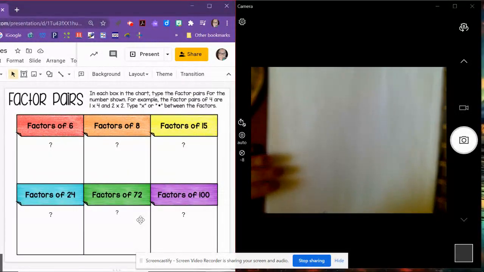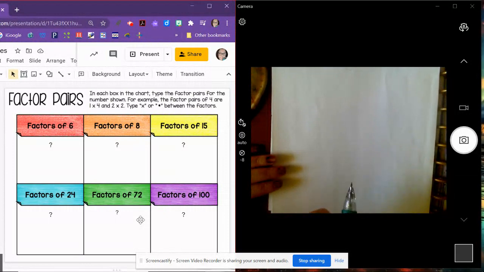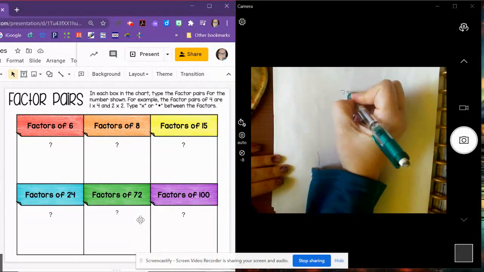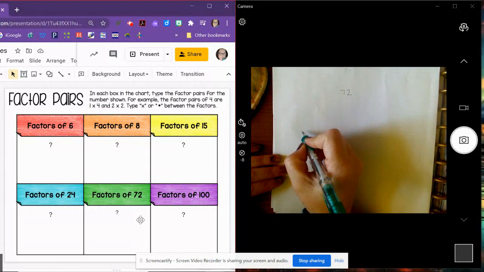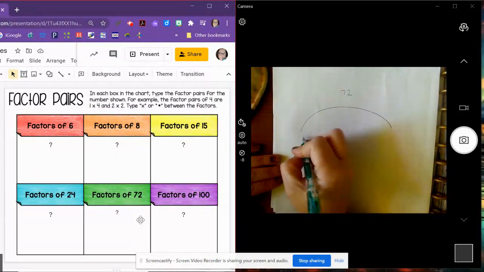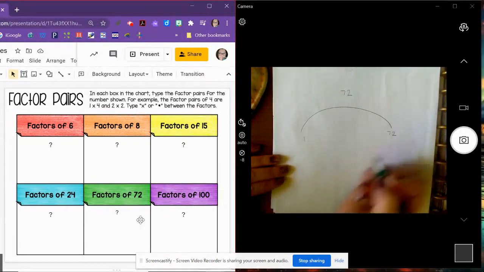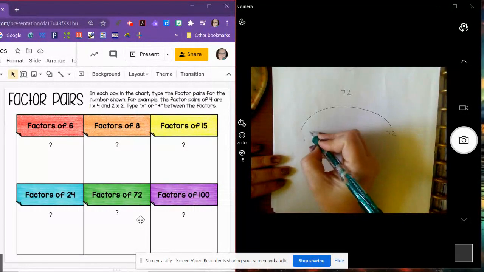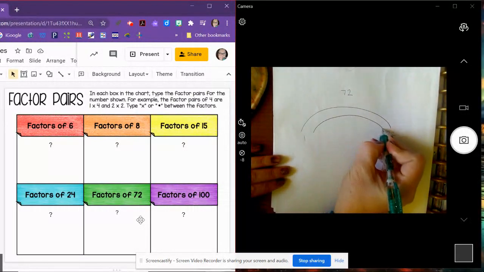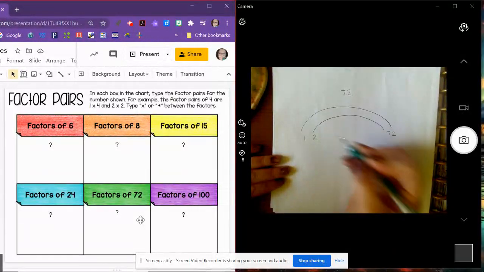All right, so factors of, come on, camera. Factors of 72 here. So let's factor rainbow that 72. We always start with 1 and 72. Always start with your 1 and the same number. We know that it's an even number, so we're going to put a 2 here.